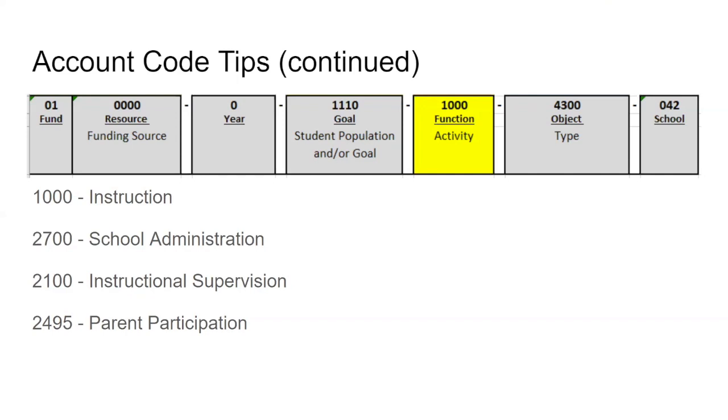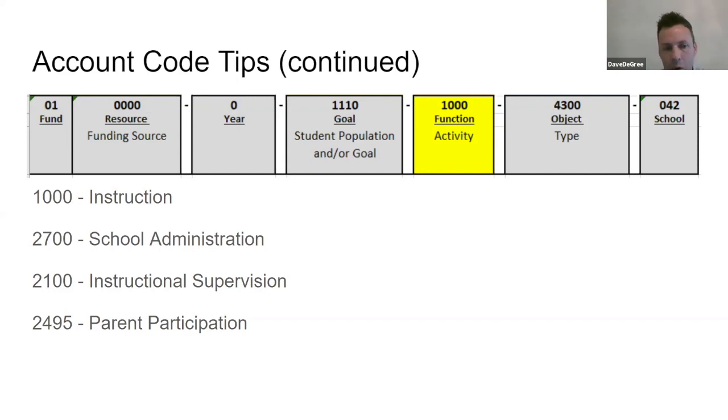But we can't always use that function. Sometimes we have, let me backtrack a little bit. Even if you have teachers going on a conference for PD, we're still going to code that to 1000 instruction because the teacher's salary is coded to 1000. So basically the function for the travel and conference will follow the function of their salary account code. For example, teachers going on a PD conference, we're going to code that to 1000 instruction.